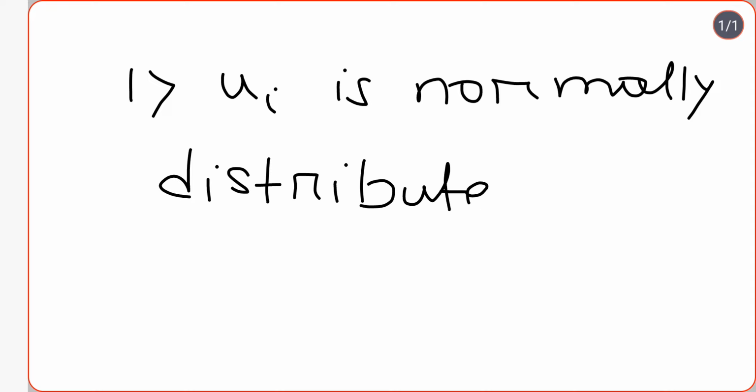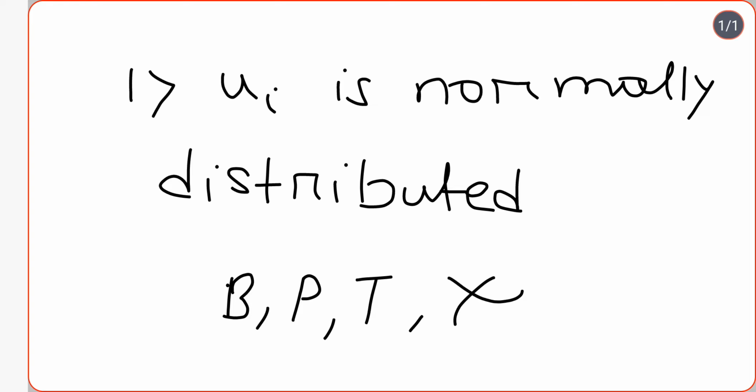Why do we assume that the error term is normally distributed? Why don't we assume that the error term follows a T distribution, chi-square distribution, Bernoulli distribution, or Poisson distribution? The reason is that every distribution, Bernoulli, Poisson, T, chi-square, can be converted into normal distribution. That's why we assume that the error term in the classical linear regression model is normally distributed.